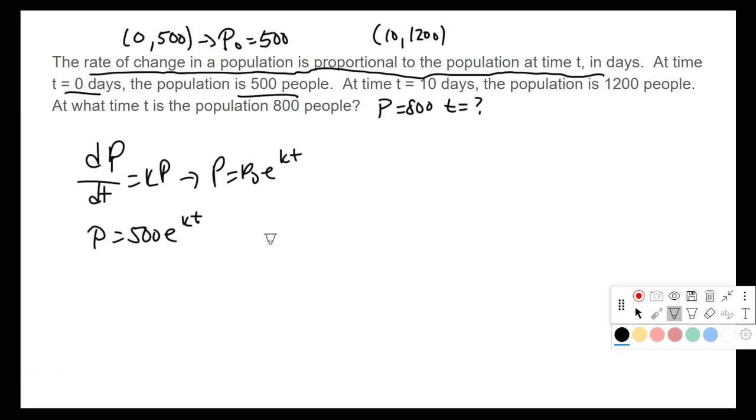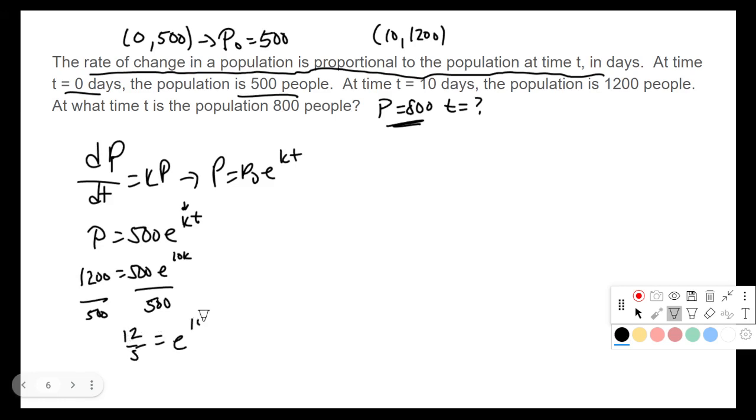Now, to be able to figure out when the population is 800, I would need to know what k is, what the constant of proportionality is. I could figure it out because I know when t is 10, P is 1200. So I can just substitute them in. 1200 equals 500 e to the 10k. Now I'm going to solve this for k. So to do this, it's all Algebra 2 pre-calculus. You're going to divide both sides by 500. You get 12 over 5 equals e to the 10k.